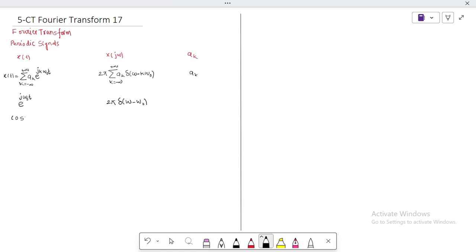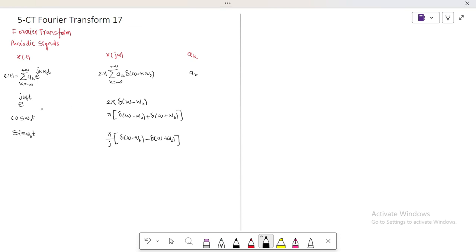Similarly, cos omega naught t, already we derived that, is equal to pi into del of omega minus omega naught, in the last class we discussed this one, plus del of omega plus omega naught. Then sine omega naught t, its Fourier transform is pi by j into del of omega minus omega naught minus del of omega plus omega naught.